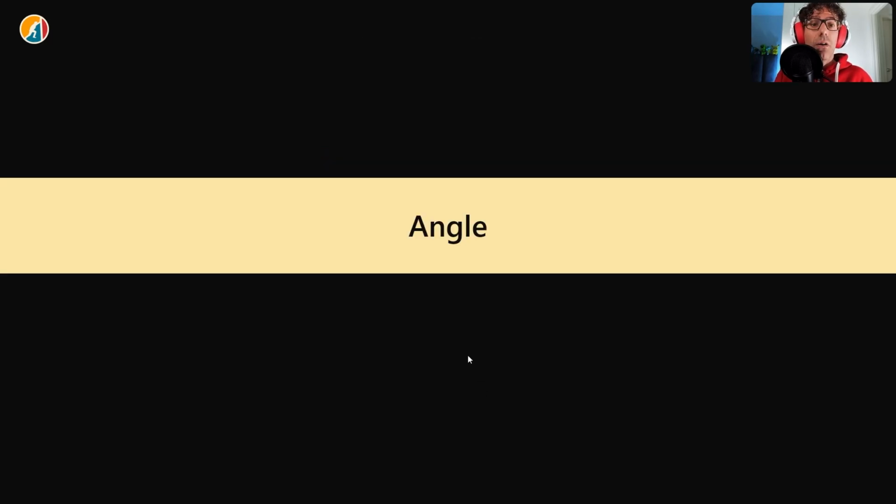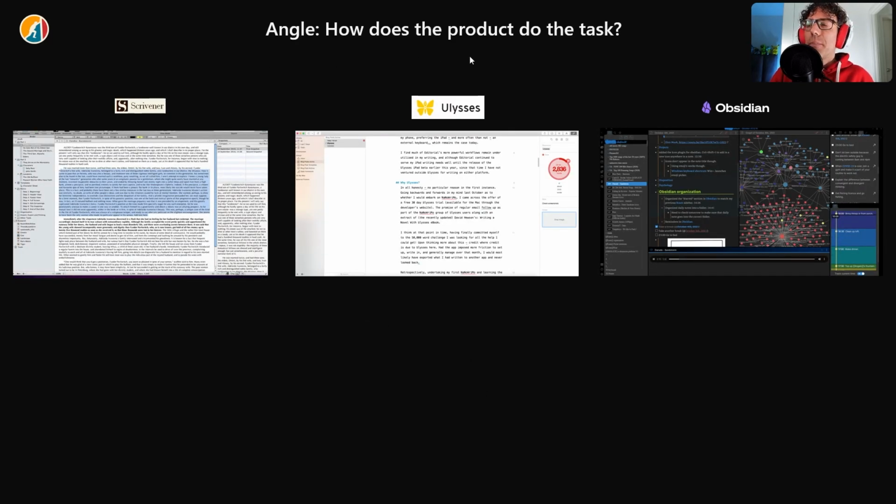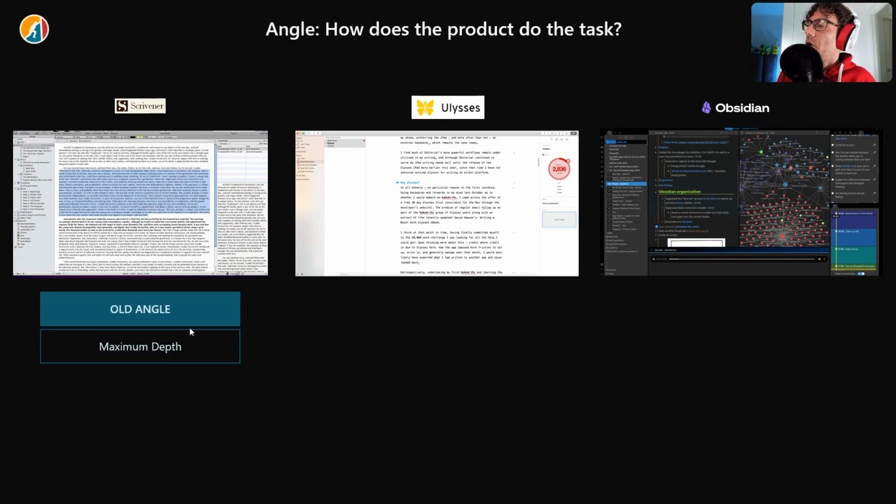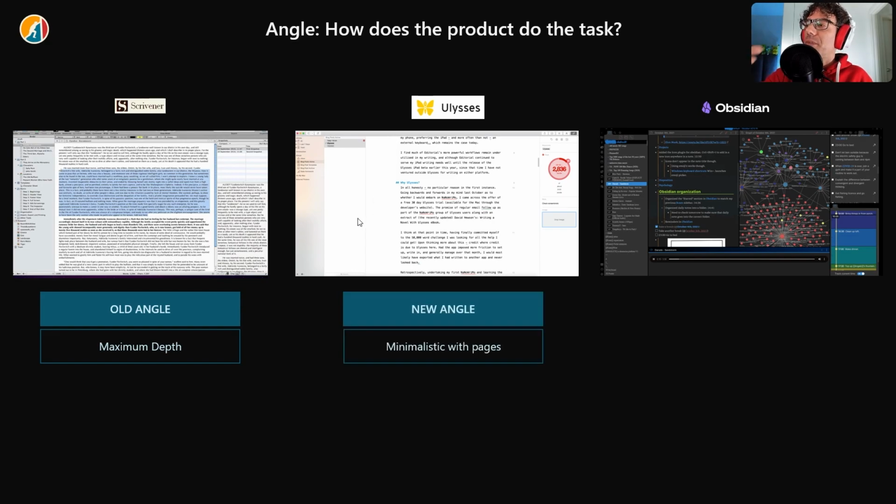And finally, the angle. The angle is how the product does the task. Remember from the previous session, the new way versus old way? That is the angle. So the old angle, Scrivener, maximum depth, everything. On the writing category, suddenly came the new angle that was like this minimalistic type of app that what they have is a page that has a lot of text.